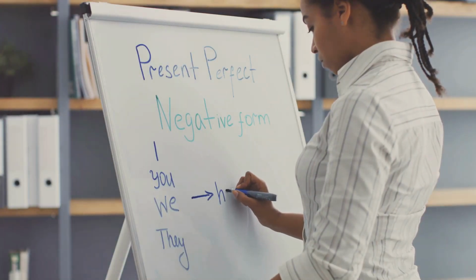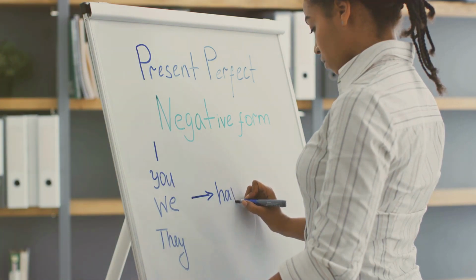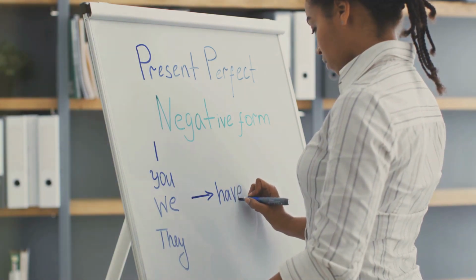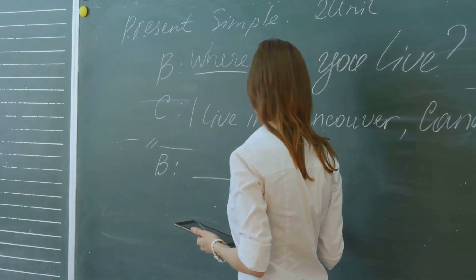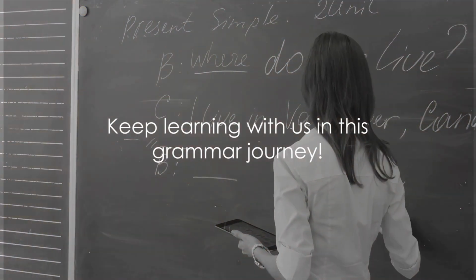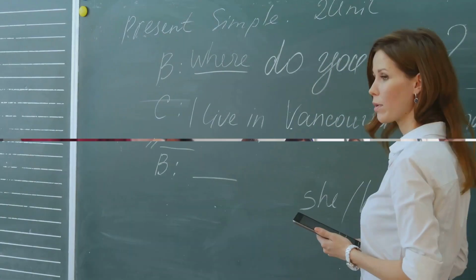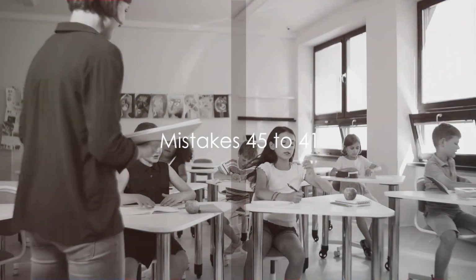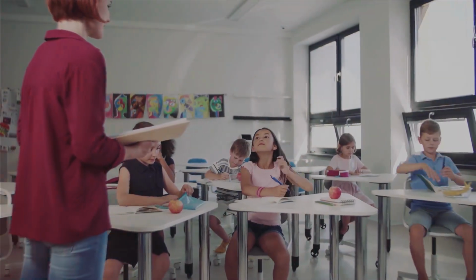Finally, at number 46 is the misuse of its and it's. It's is a contraction of it is or it has, and its is a possessive pronoun. Already learned something new? We're just getting started. Moving on to the next set of common errors.